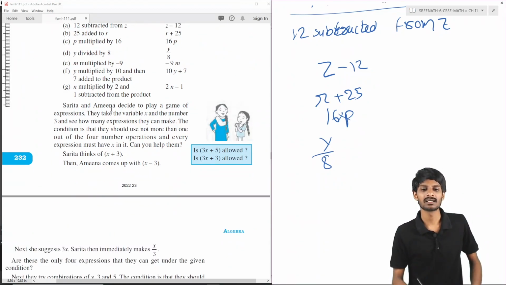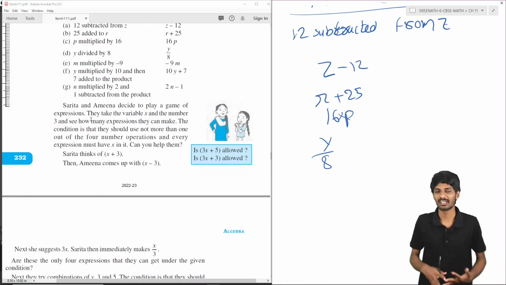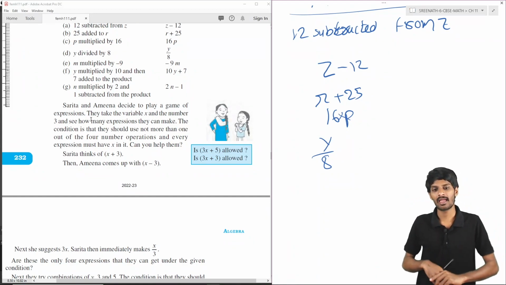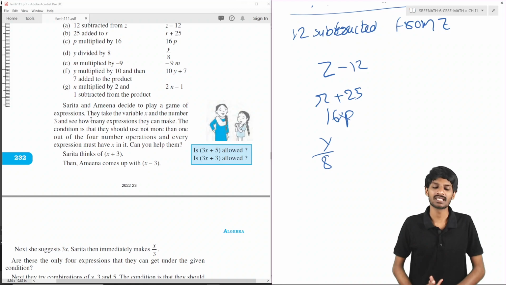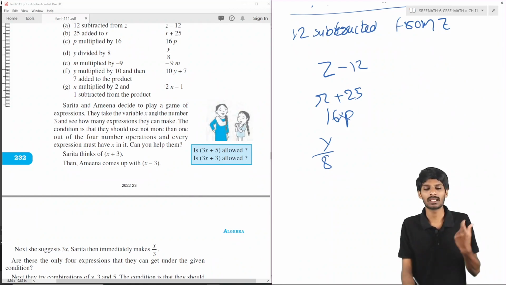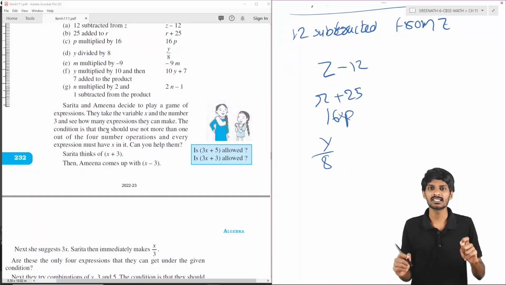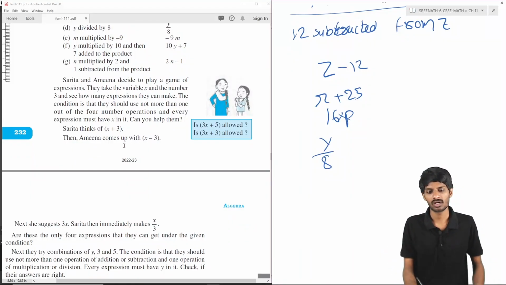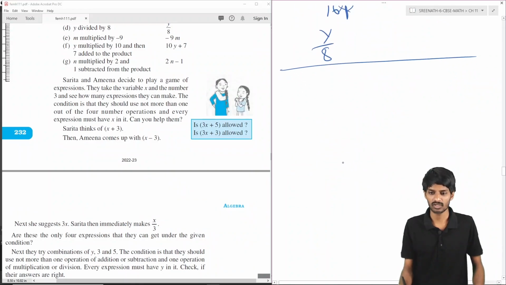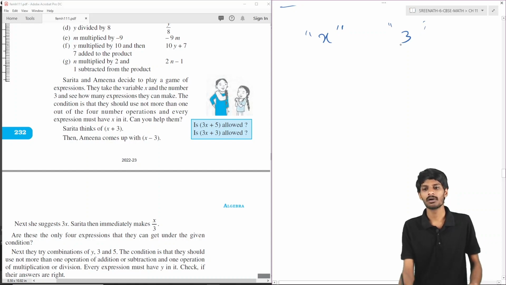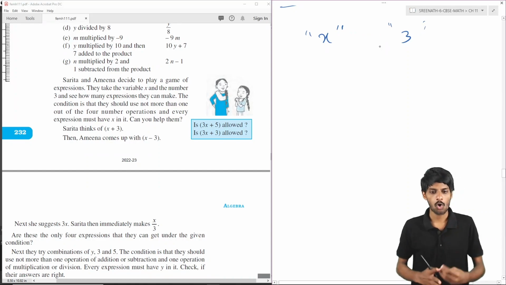So Sarita and Amina decide to play a game of expressions. They now want to play another game. Previously they have played games using matchsticks. Here they want to play a game with expressions. So they take the variable x and the number 3, and see how many expressions we can make using it. So this is a task for you also, students. Just take x and 3. Using both these things, how many expressions can you make?